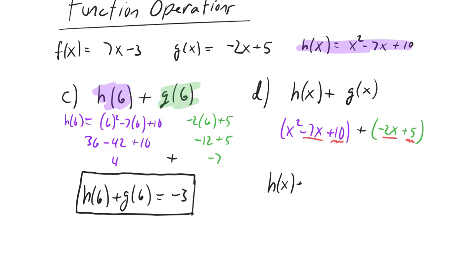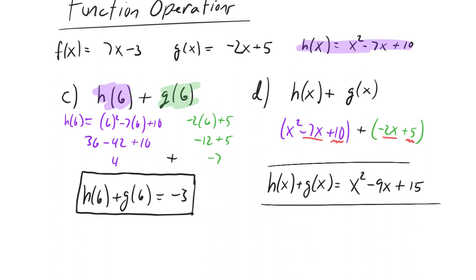So h of x plus g of x. We've got our x squared term, which didn't have anything to combine with, and we had -7x's and -2x's. So -7 plus -2 is -9 x's. And we have 10 plus 5, which is of course 15. So there is h of x plus g of x.